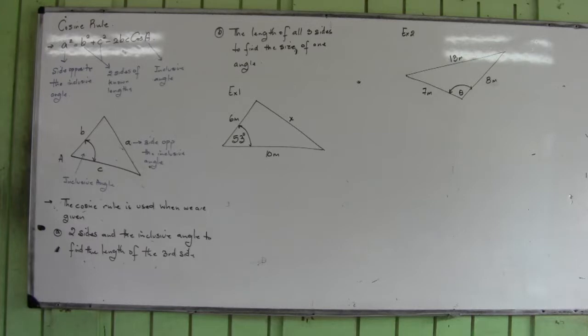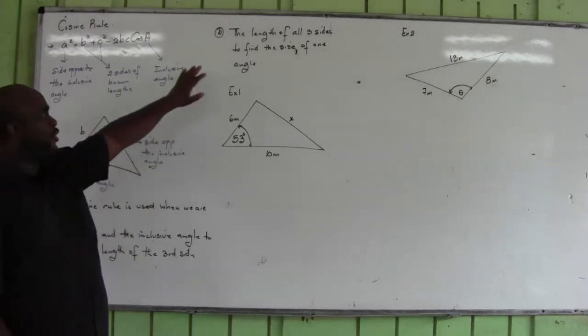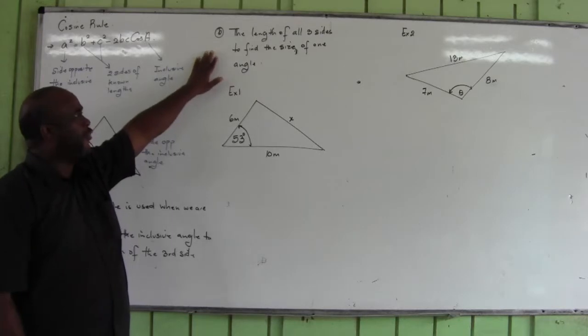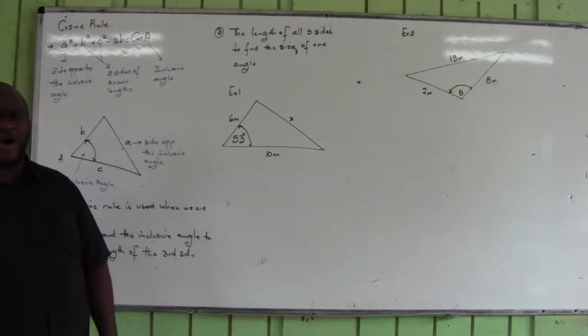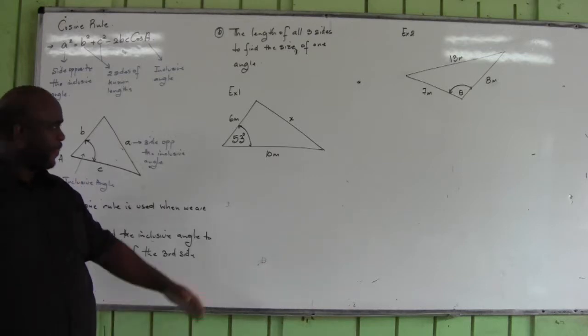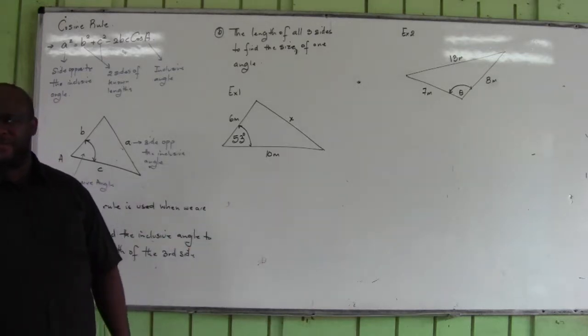The cosine rule is used when you're given two sides and the size of the inclusive angle, so that you can find the length of the third side. When else do we use the cosine rule? The cosine rule is used when the lengths of all three sides are given and you want to find the size of one angle. Let's have a look at this question.